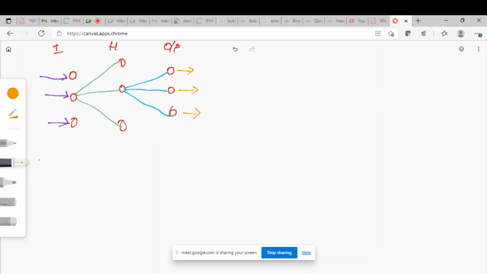So how are we numbering? You know, right? This is the input layer. These are the neurons. So let us say this is neuron 1 of the input layer, neuron 2 of the input layer, neuron 3 of the input layer. Again, this is neuron 1 of the hidden layer, neuron 2 of the hidden layer, neuron 3 of the hidden layer. This is neuron 1 of the output layer, neuron 2 of the output layer, neuron 3 of the output layer.